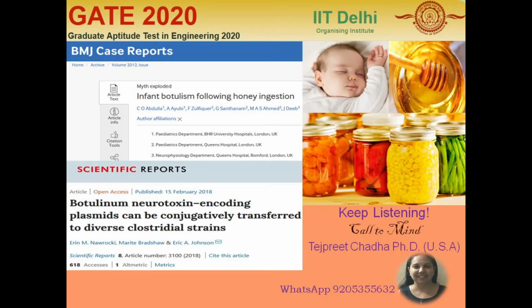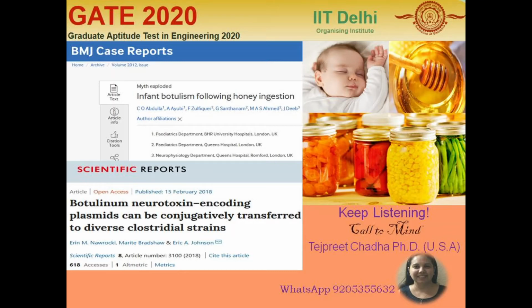You read the research article and go through the data. The data indicates that conjugation within the genus Clostridium can occur across physiological groups of Clostridium botulinum. So that actually supports horizontal gene transfer.